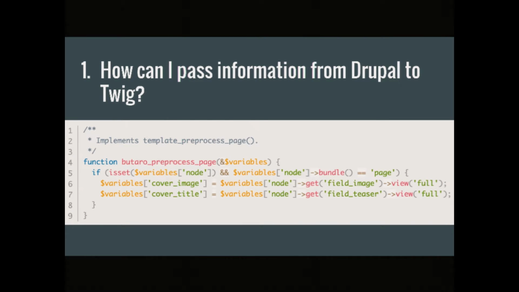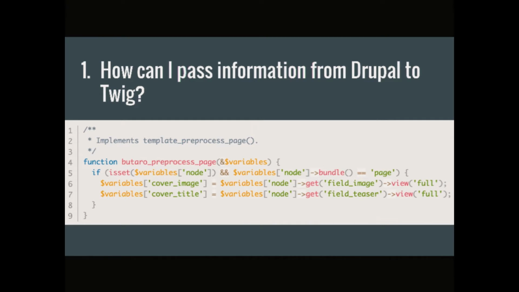An example: let's say I have a node, and in this node I have two fields, one called cover image and one called cover title. And I want to make those a background image in my page. So I implement Butaro, in this case the name of the theme, preprocess, and implement the page hook suggestion. I check if variables node is present, and I check if that node in particular is of type page. If that is the case, then I modify the variables array.